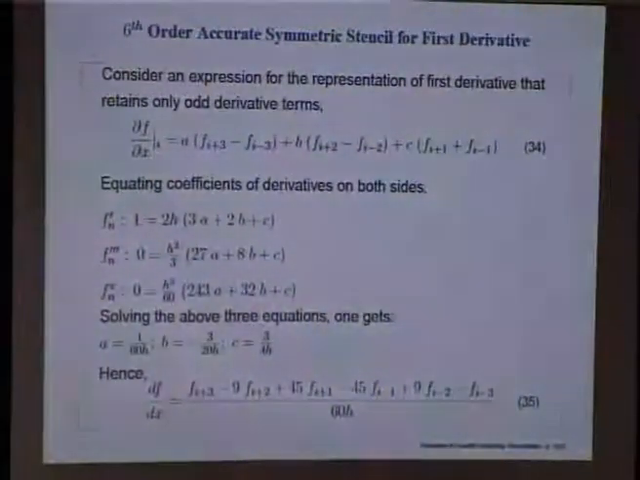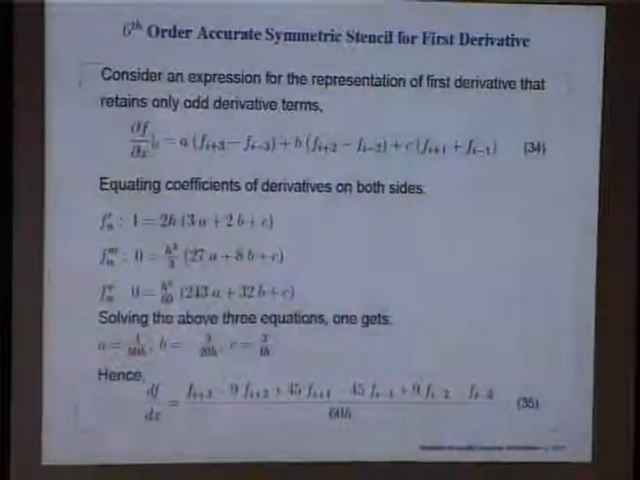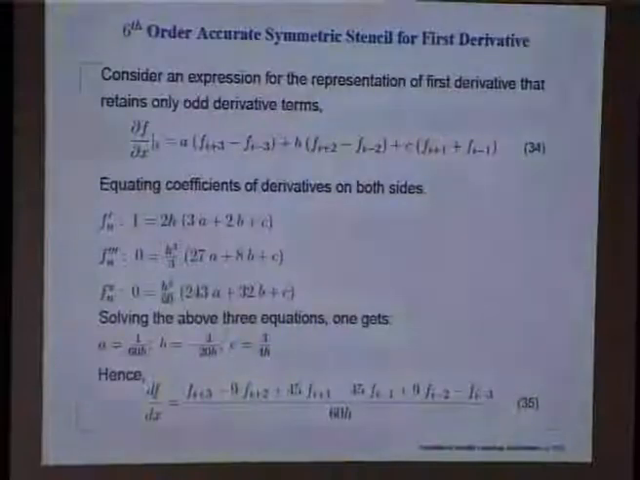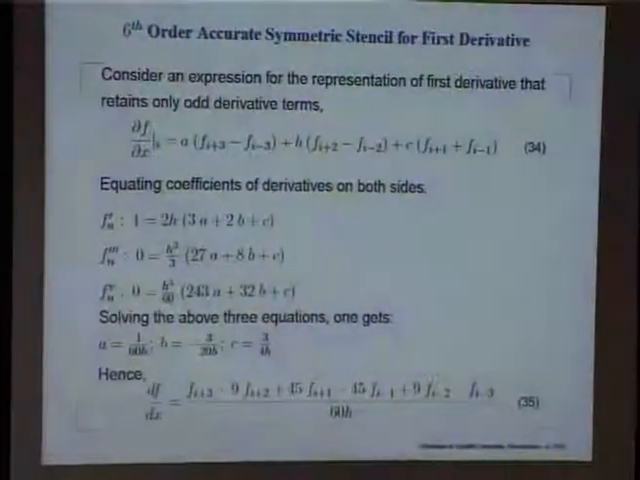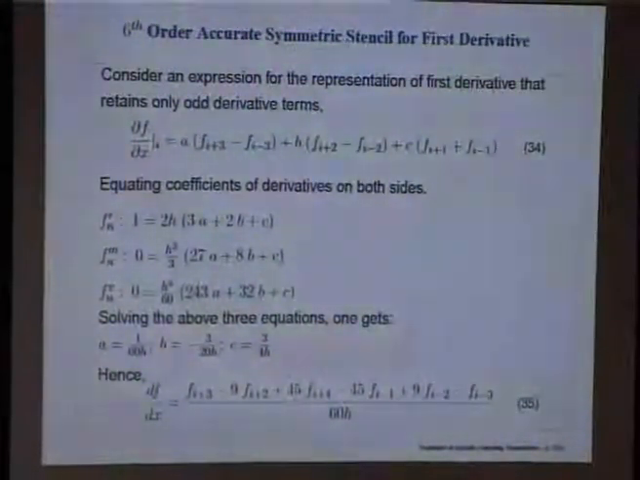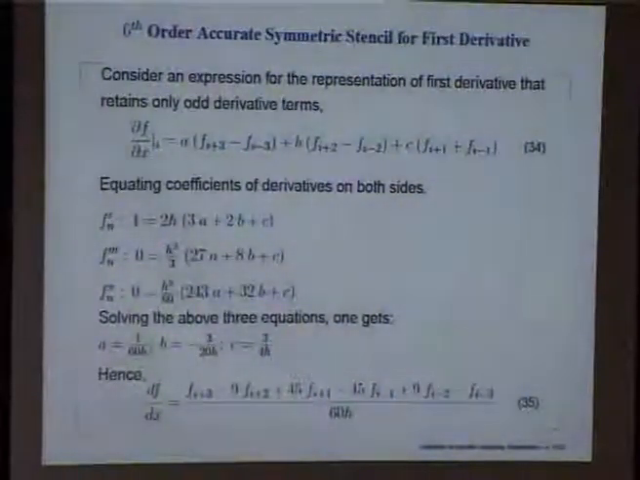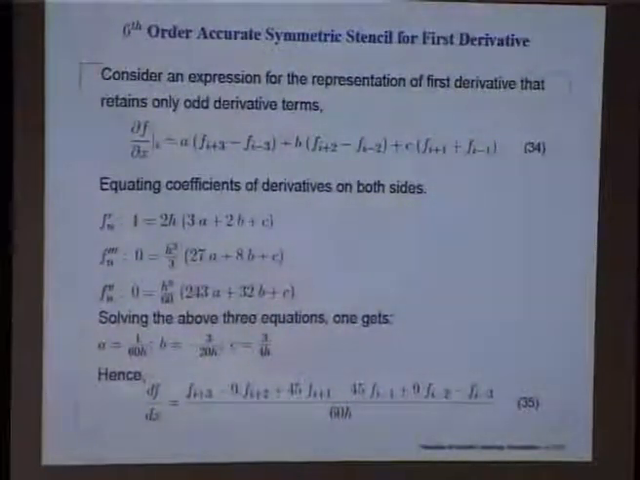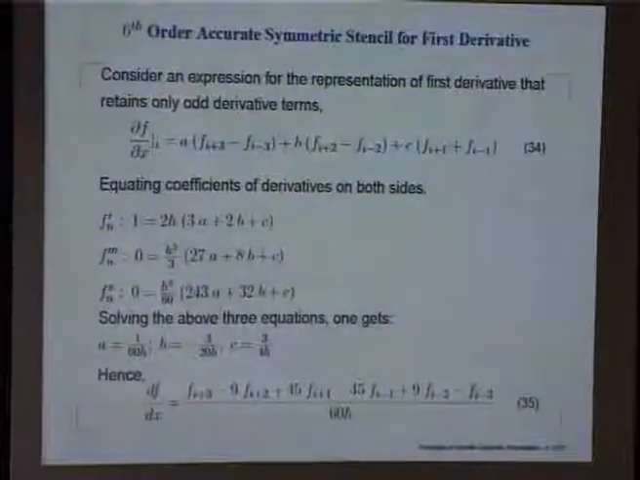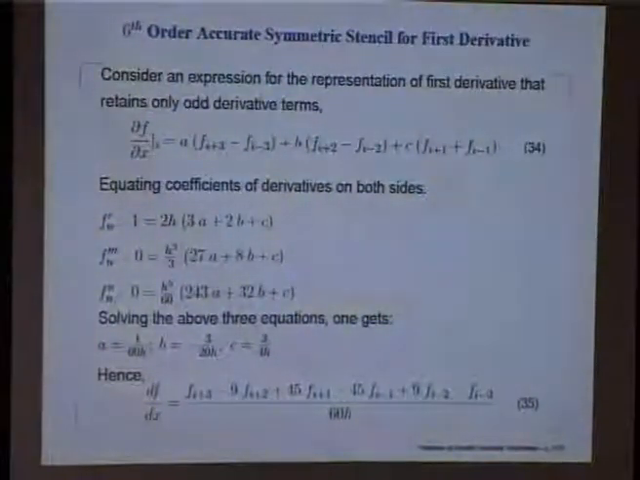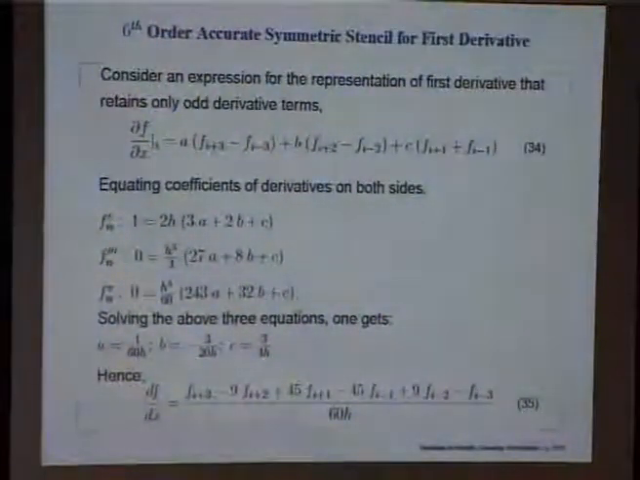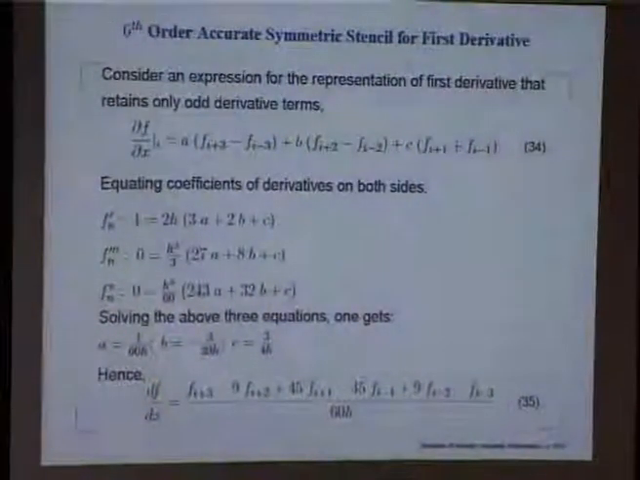Why? There is no term involving f I. If there was a term involving f I, then you are sure there is some dissipation involved in this scheme. See, that is what we have done. We have not included the f I term to keep the even derivatives away, right. So, that is what you are seeing here. So, this is what you get.